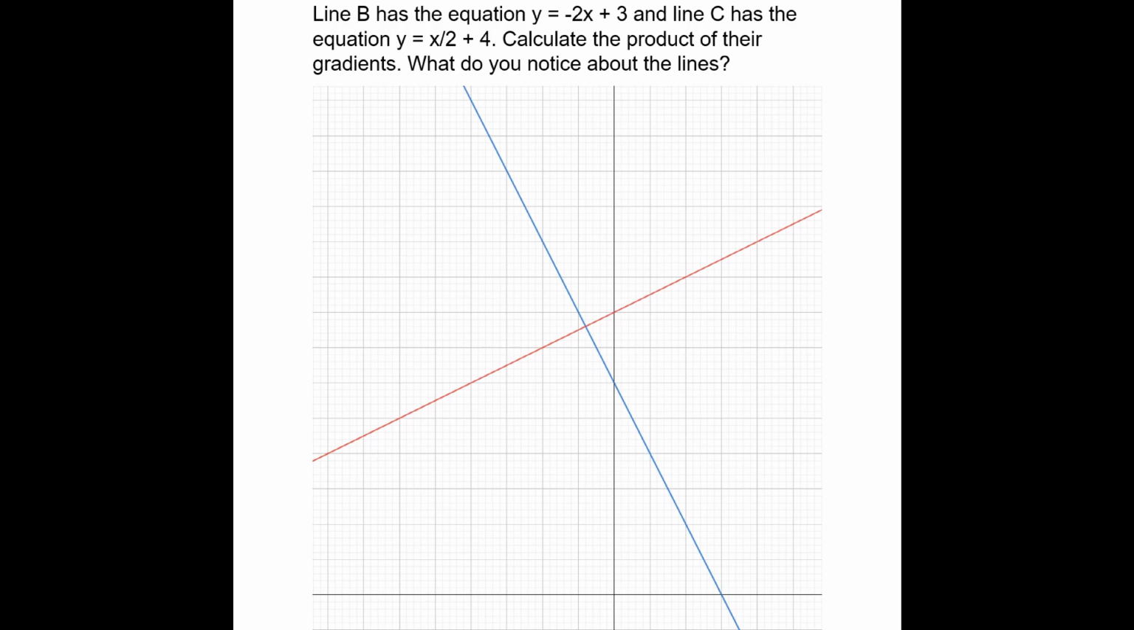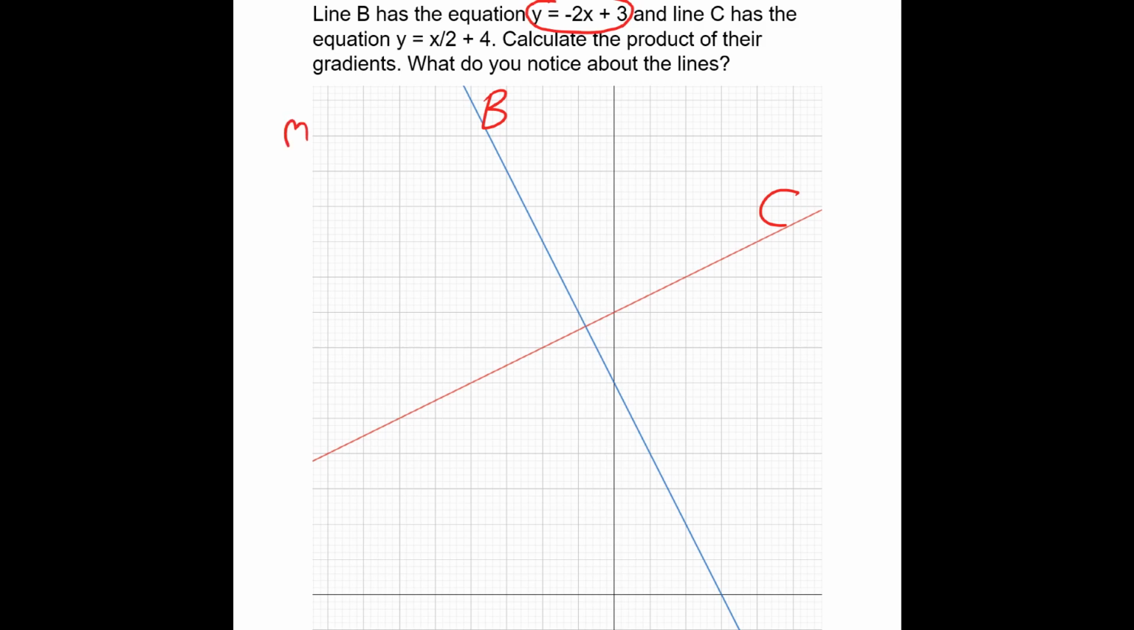Now let's have a look at a different example. So line B has the equation y = -2x + 3, and line C has the equation y = x/2 + 4. B is the blue line and C is the red line. We want to work out their gradients first, and then work out what we get when we times those two gradients together.